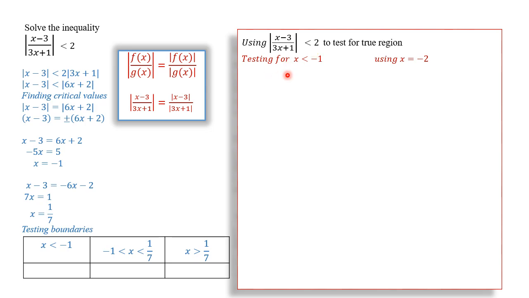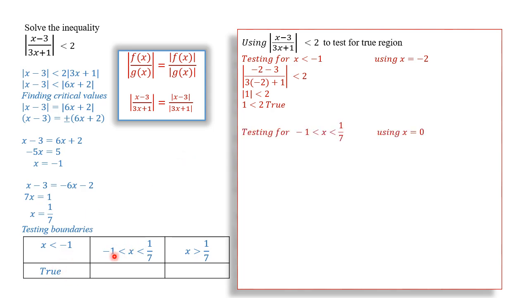So the first region that we are going to test is x less than minus 1. So we are going to use any number that is less than minus 1 here. The number that is less than minus 1 here is x is equal to minus 2. So we substitute it into the inequality here. So it's going to be modulus of 1 less than 2 here. So 1 is less than 2, which makes this statement true, since 1 is less than 2 here. So the region of x less than minus 1 is a true region. So this is a wanted region that we want.